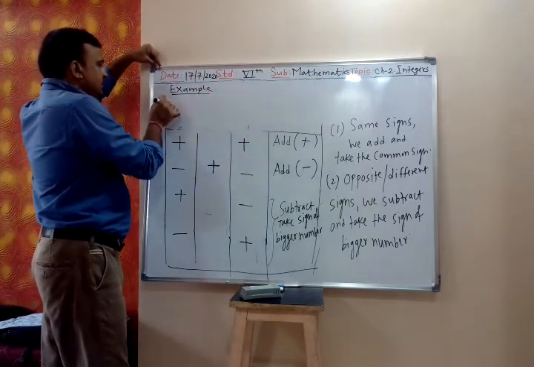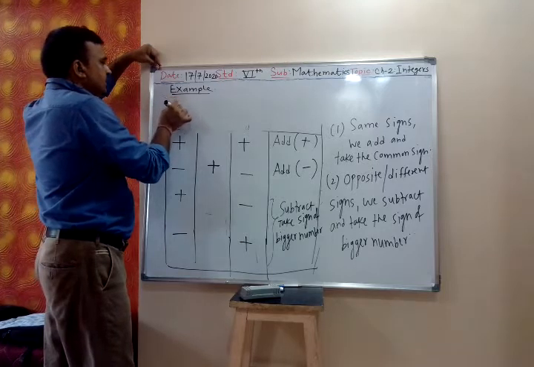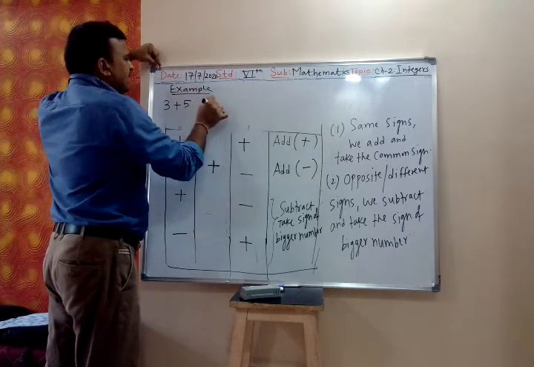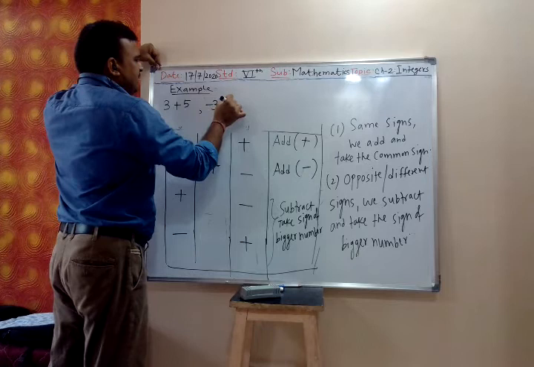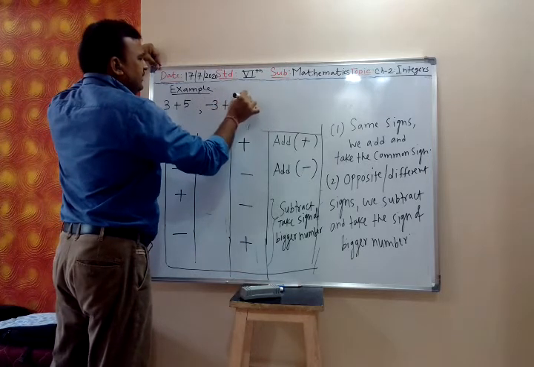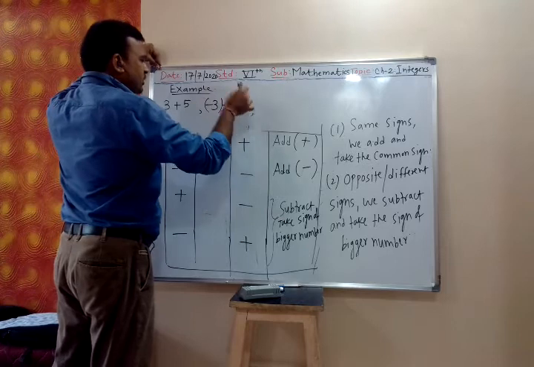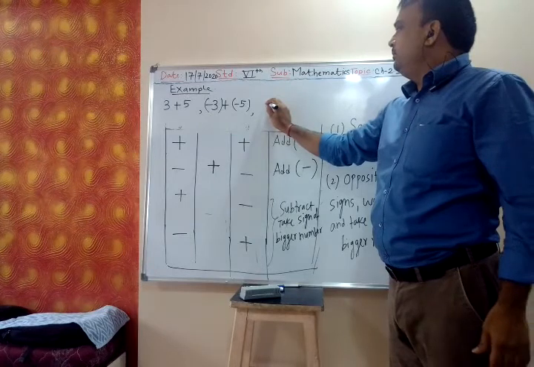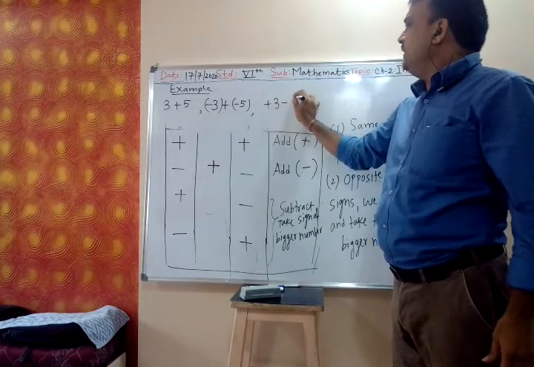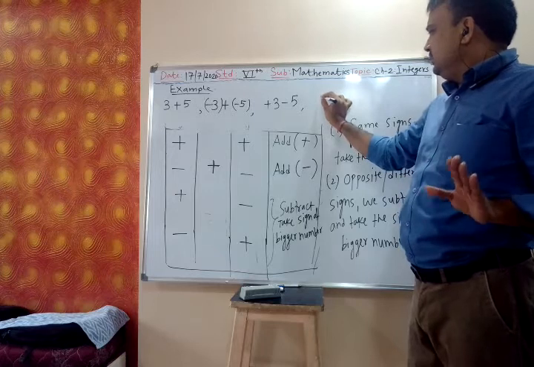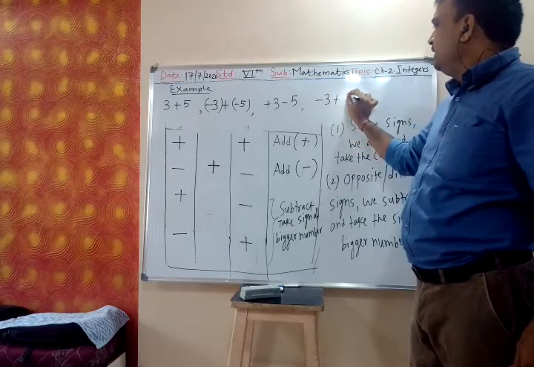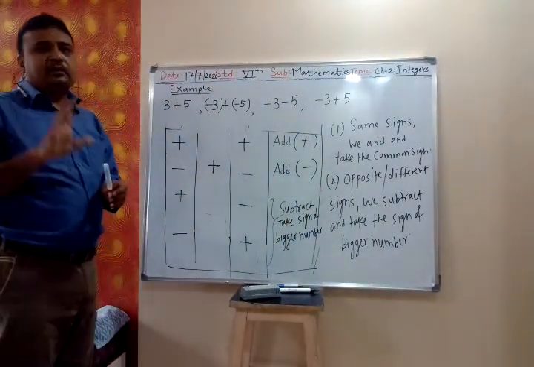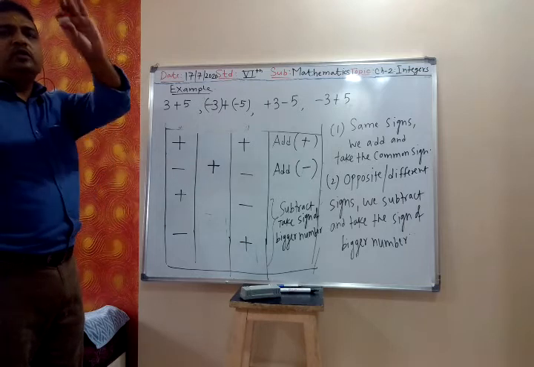For example, 3 plus 5. Then minus 3 minus 5. Then plus 3 minus 5. Then minus 3 plus 5. Now let us see which part you will add and which part you will subtract. Nobody will write. See here.